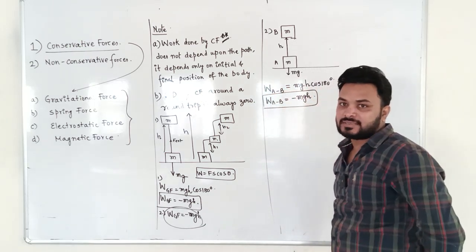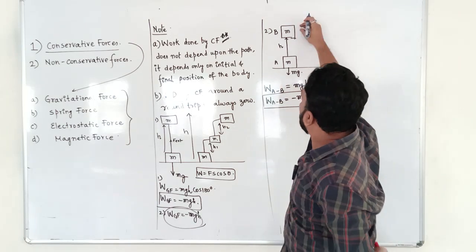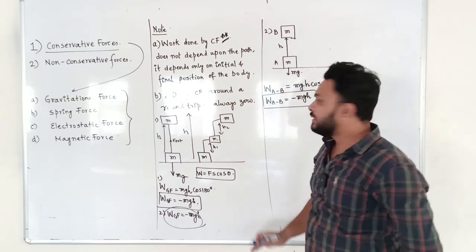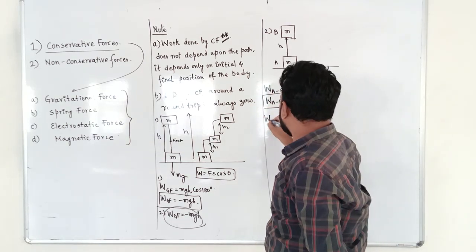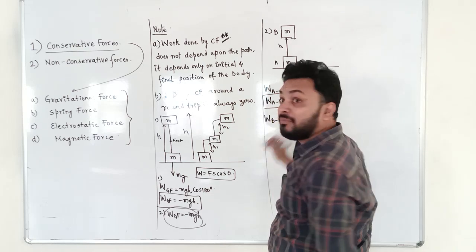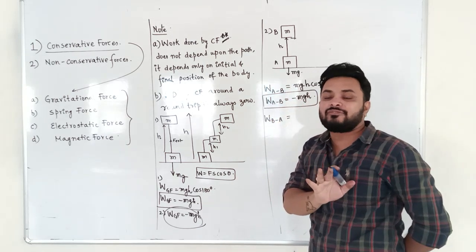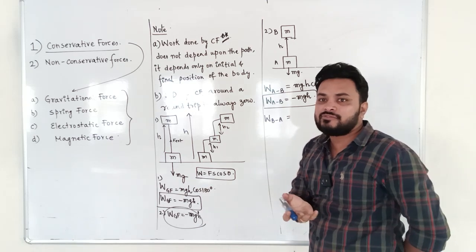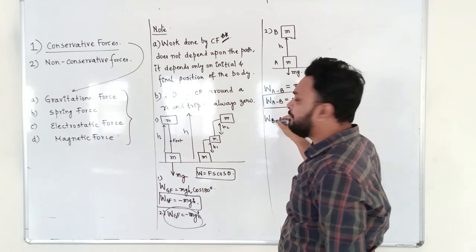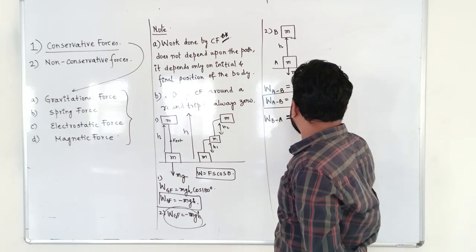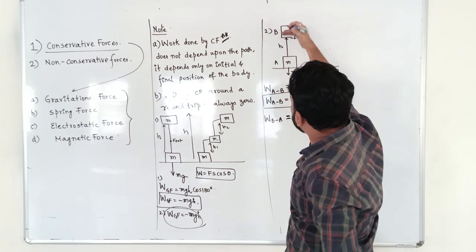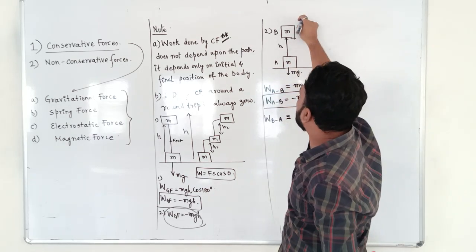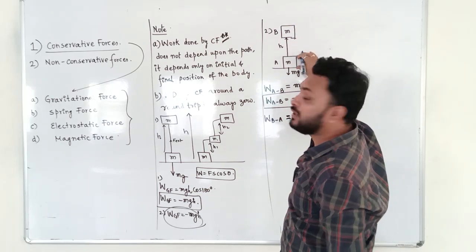Minus mgh. See here. Now we are taking this block from B to A. Work done from B to A is by the gravitational force, not by the external force, because we are dealing with a conservative force. Now mg is acting downwards, and h is also downwards. Understood? We are taking the block from the upper point to the lower point.